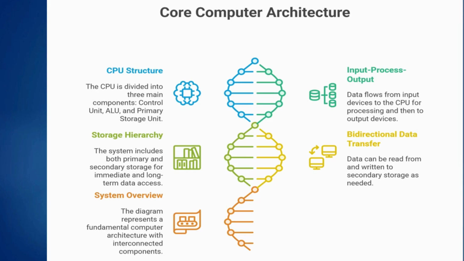So here we have a CPU structure based system. I already told you it consists of three different kinds of units: one is the arithmetic logic unit, the control unit, and the memory unit. So the CPU is divided into these three main components. So it looks like a complete CPU structure. Definitely we will have some storage hierarchy. The system includes both primary and secondary storage for immediately accessing your data.